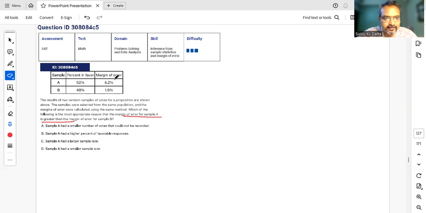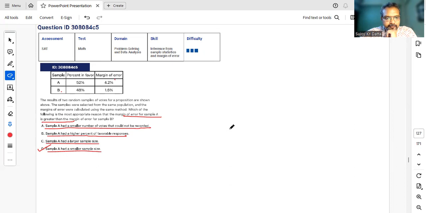Since A has a higher error, that means the sample size of B must have been higher. So A had a smaller sample. Smaller number of votes that could not be recorded? No. A had a higher percentage in favor? No. Sample A had a larger size? No. Sample A had a smaller sample size? Yes. The sample size of A must have been lower, hence a higher margin of error.